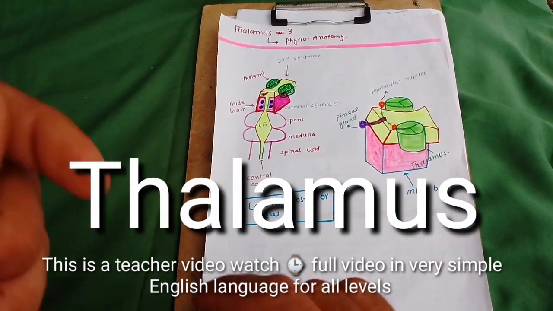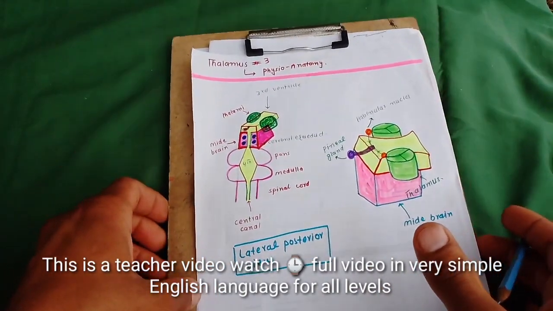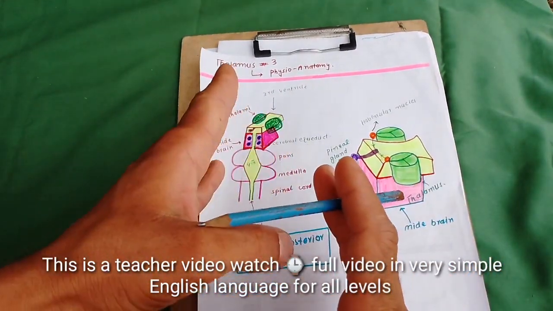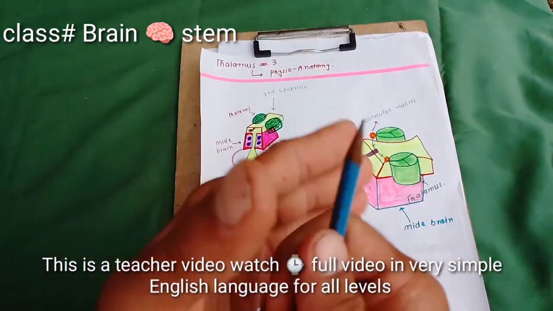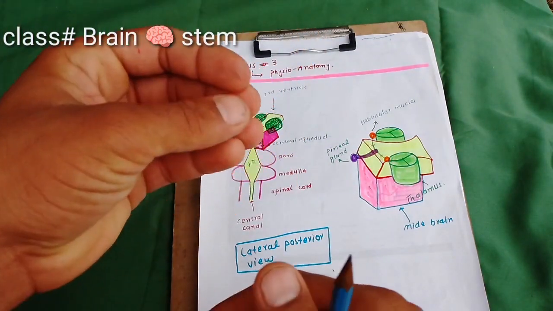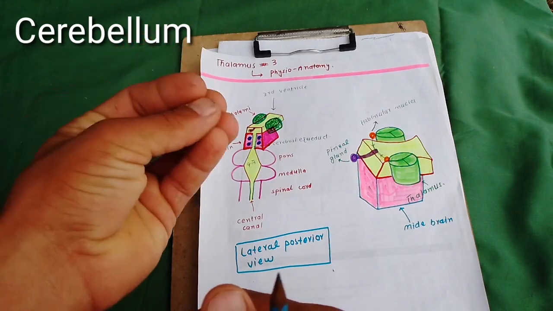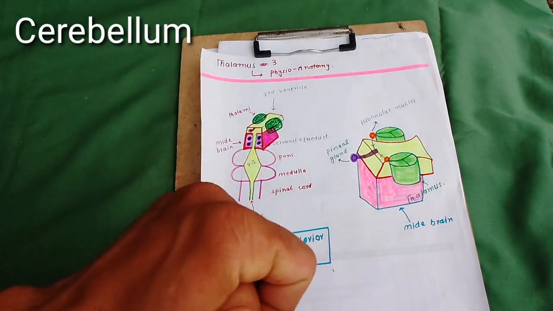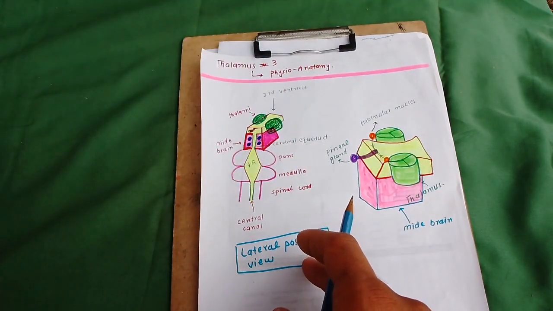Bismillahirrahmanirrahim. Today we are going to talk about the physical anatomy of the thalamus. This is class number 3. In class number 1 we discussed the anatomy of the brainstem, and in class number 2 we discussed the anatomy of the cerebellum. But this is class number 3. So what is the anatomy of the thalamus?